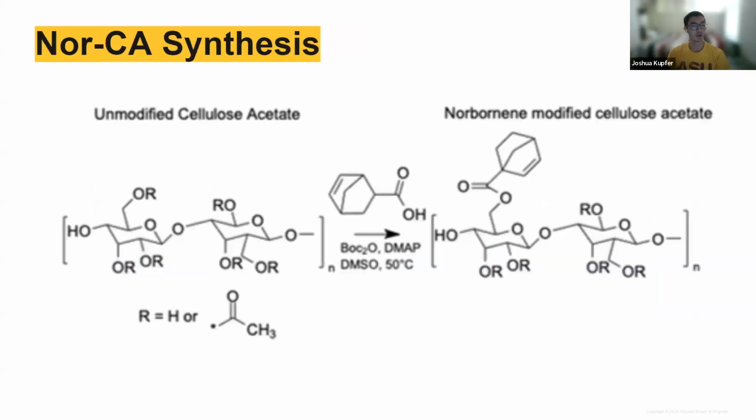NORCA is synthesized within our lab, beginning with cellulose acetate and 5-norbornene 2-carboxylic acid. The reaction occurs within DMSO as a solvent using a Boc2O DMAP esterification reaction. The resultant material is crashed out of solution into deionized water before being lyophilized and undergoing a series of washes to purify the polymer. This modification to cellulose acetate is necessary to allow the material to cross-link with a calcium-binding peptide, which is required for mineralization.